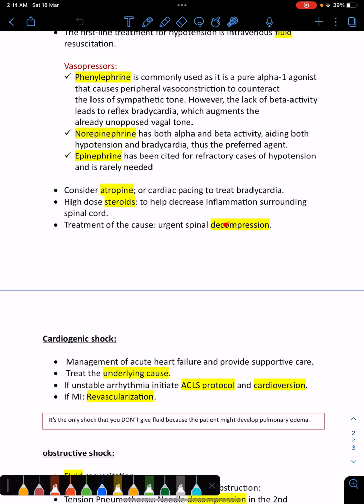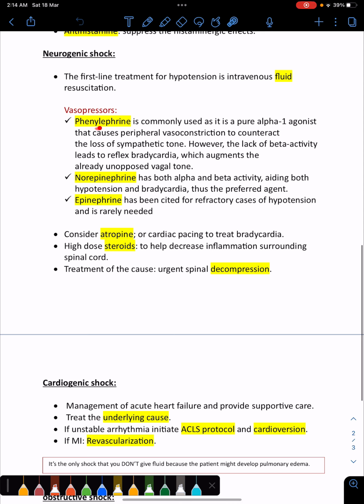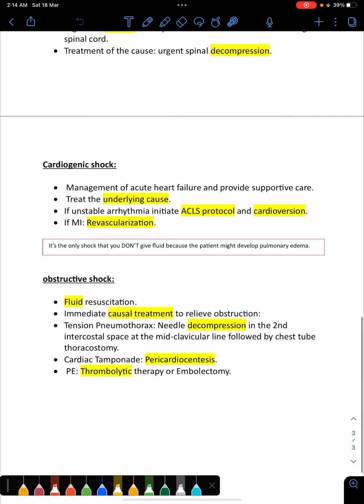Alright, whether it's trauma or some sort of heavy thing upon the spinal cord that makes the injury, we're gonna remove it, we're gonna decompress the spinal cord, whatever the reason is. So treatment of the cause is just spinal cord decompression, steroids, atropine, epinephrine, norepinephrine, and phenylephrine, and the fluid. All of these could be given to the neurogenic shock patients.